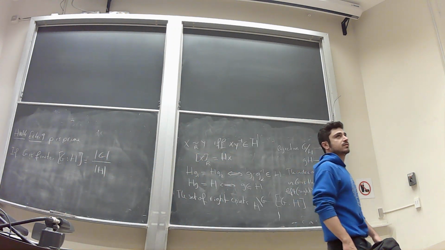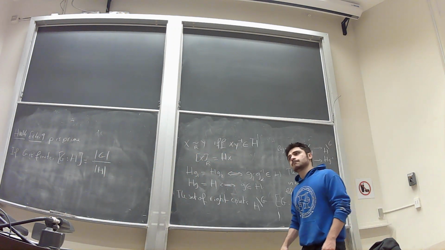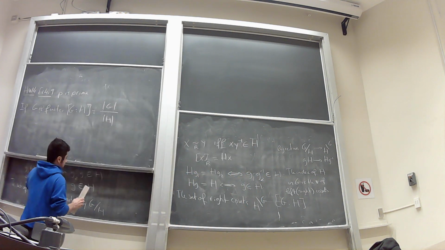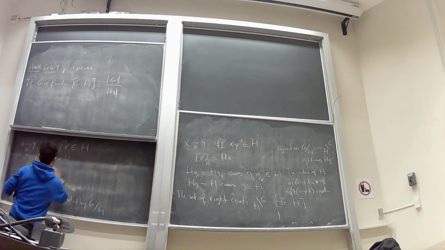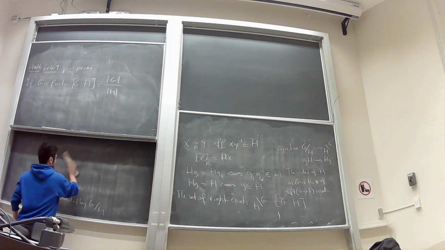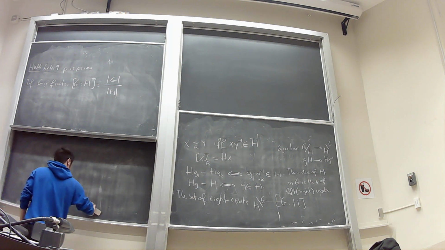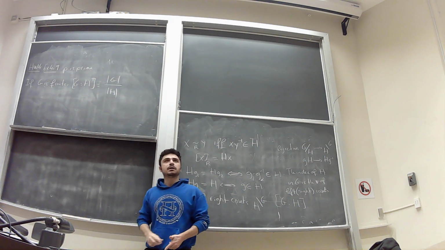Now, if I have a group and I have an actual subgroup, how do I compute the cosets of that? I'll do an easy one first. Okay.